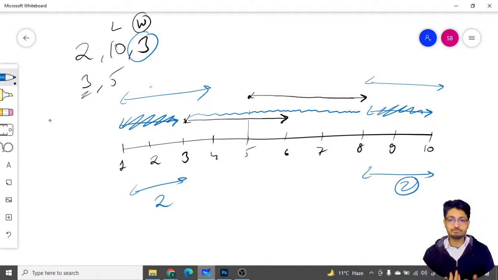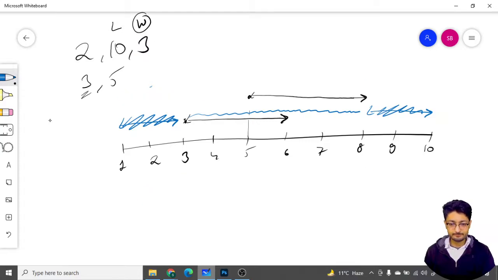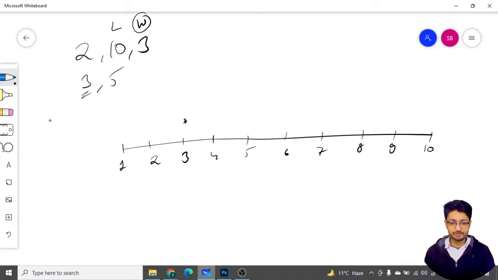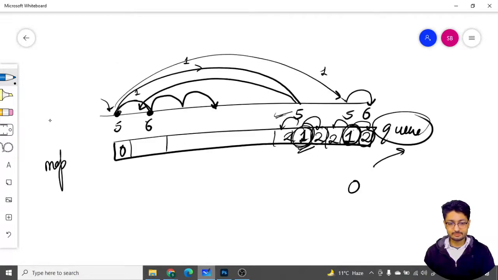Now the simplest way to solve this problem is to just visualize this. So I'll remove some part of this drawing and just remove everything. What you can assume is, let's just take a generalized case.